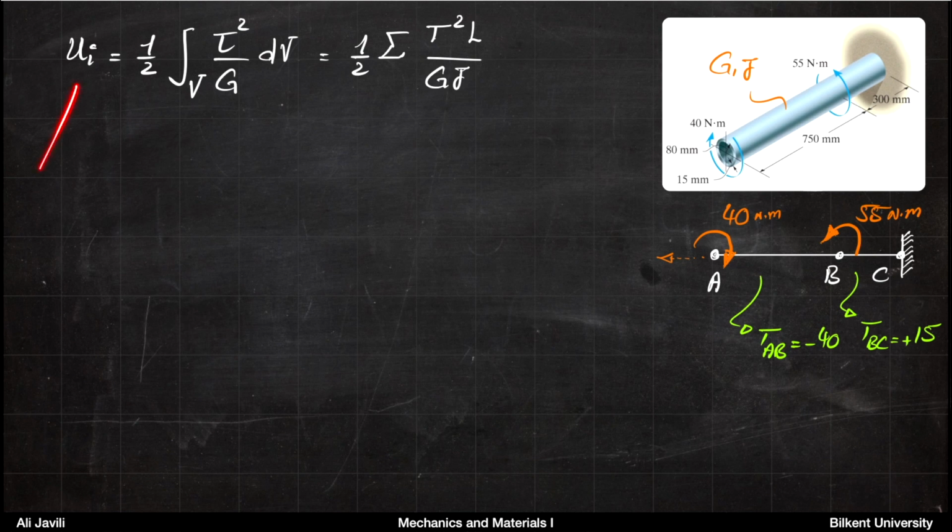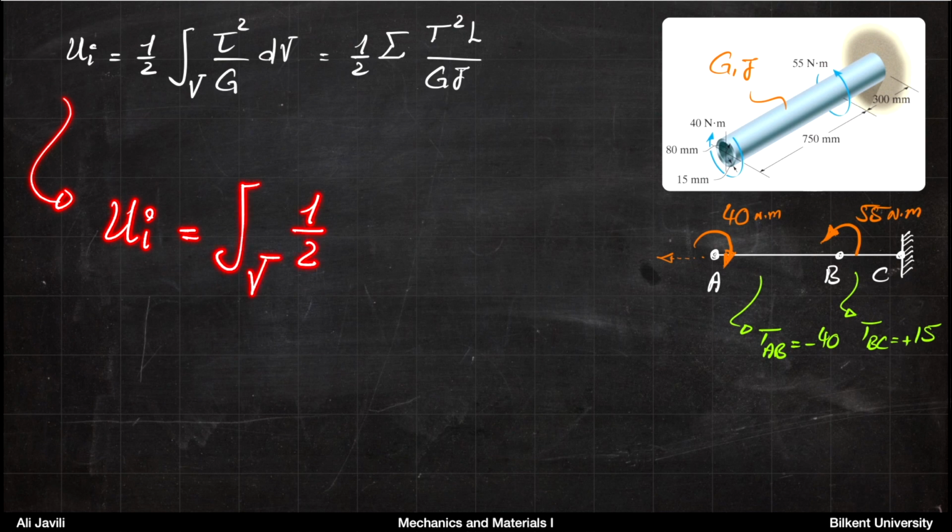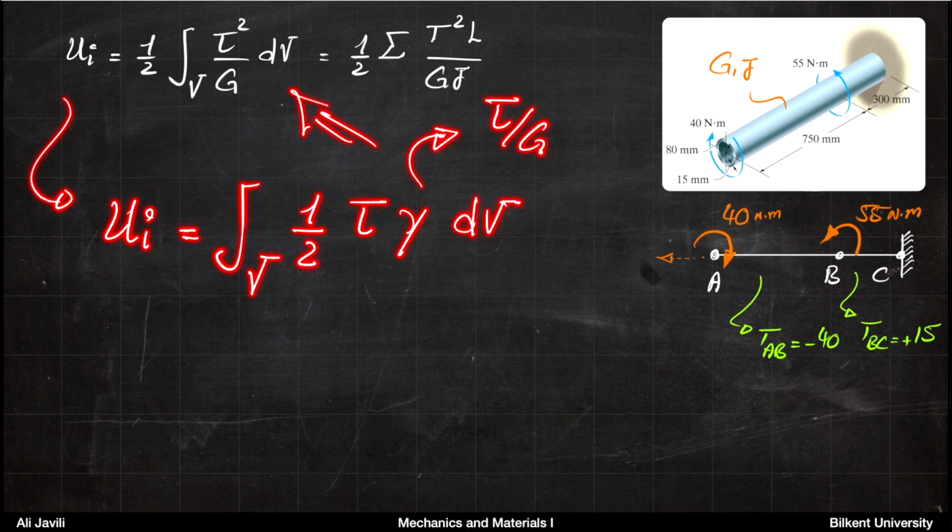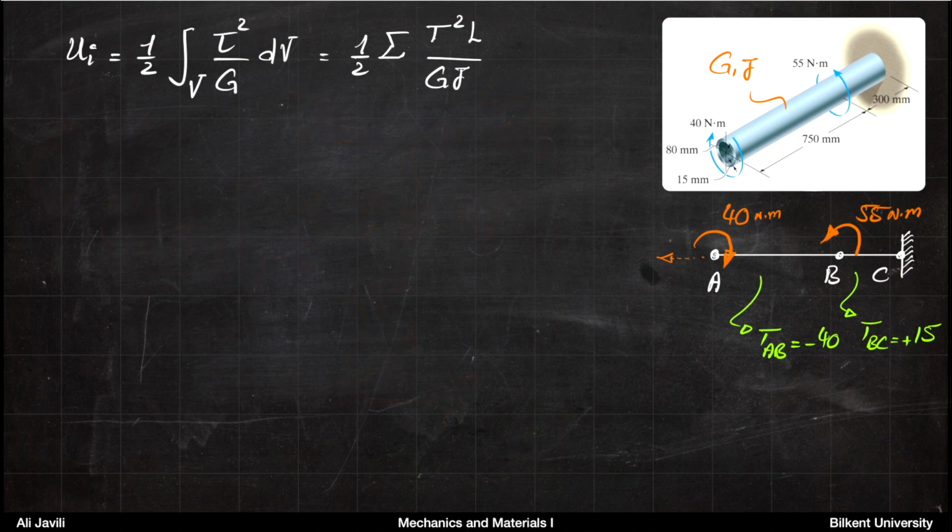Now, in order to calculate the internal energy, remember this is our relationship. And this relationship is just a direct consequence of what we had before. It's usually tau times gamma dV. But because gamma is tau divided by G, you can write it like this. And then again, 1/2 of tau gamma is nothing but the area below the shear stress-strain diagram. Okay, so this is your internal energy formula.